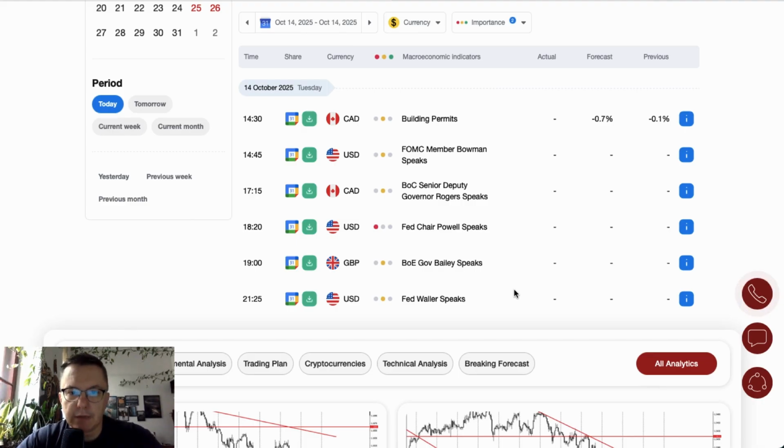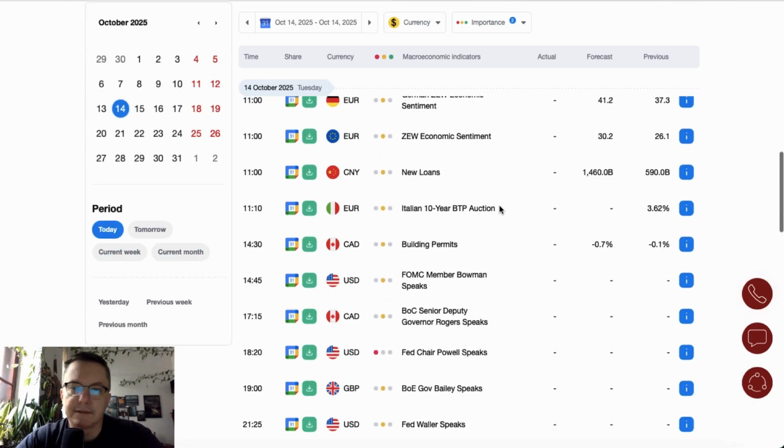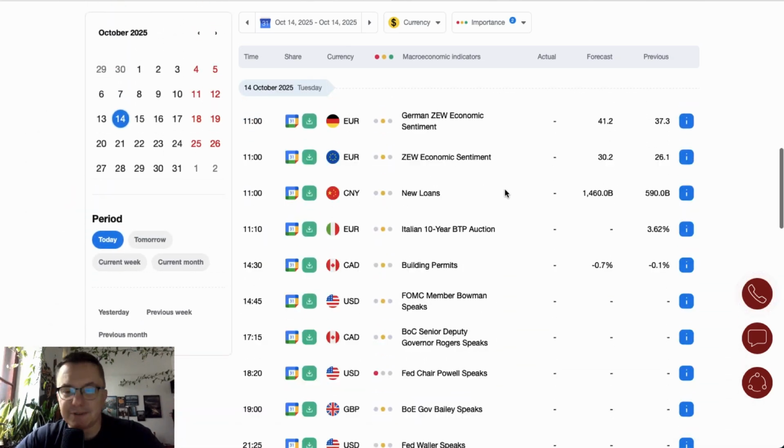London point of view. Now, New York point of view, US session: building permits scheduled for release at 2:30. FOMC member Bowman will give a speech at 2:45. Bank of Canada Senior Deputy Governor Rogers will give a speech at 5:15. And Fed Chair Jerome Powell will give a speech at 6:20. At 7 o'clock, Bank of England Governor Bailey will give a speech, and Waller will give a speech at basically 9:25. So that is the schedule for today for almost all of the speeches.